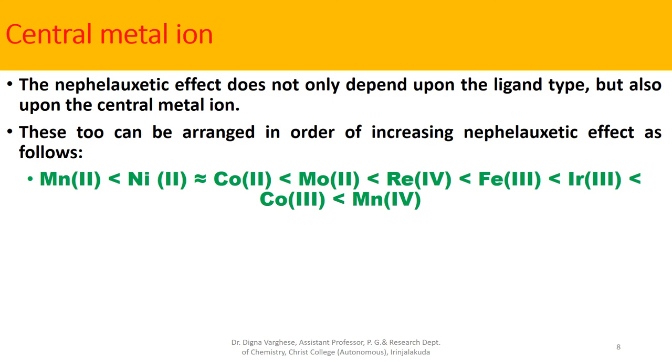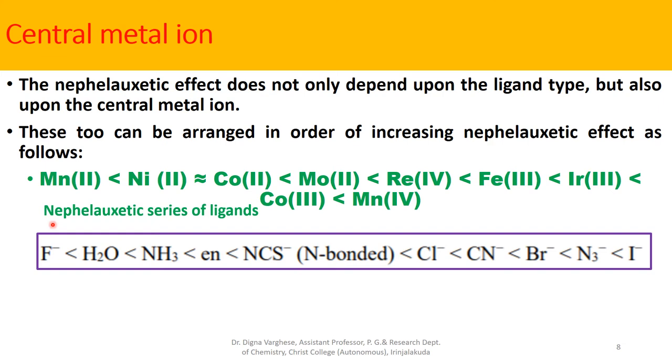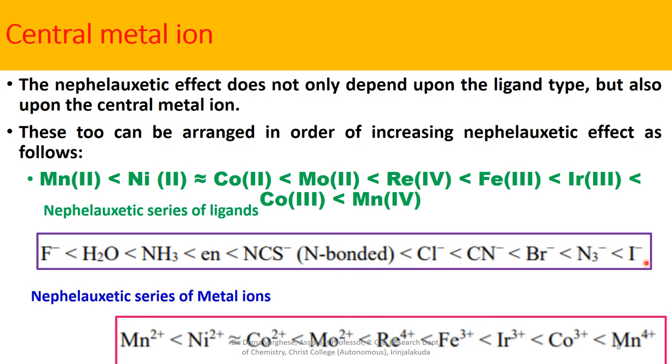For the central metal ion, the Nephelauxetic effect depends not only upon the ligand type but also upon the central metal ion. These two can be arranged in order of increasing Nephelauxetic effect as follows. In the metal ion Nephelauxetic series, manganese 2 is at the lower side and manganese 4 at the end of the series. In between are nickel 2, cobalt 2, molybdenum 2, rhenium 4, iron 3, iridium 3 and cobalt 3. We have already seen the Nephelauxetic series for ligands and central metal ions. Once again, the series of ligands is from fluoride to iodide, and the series of metal ions is from manganese 2 to manganese 4.